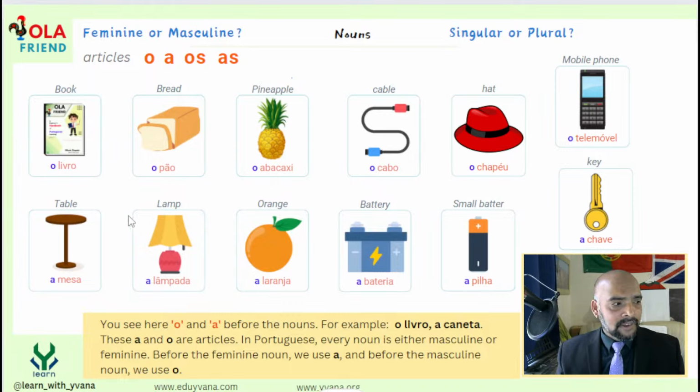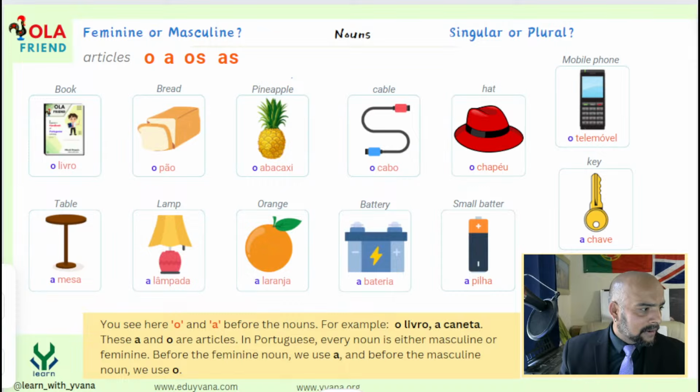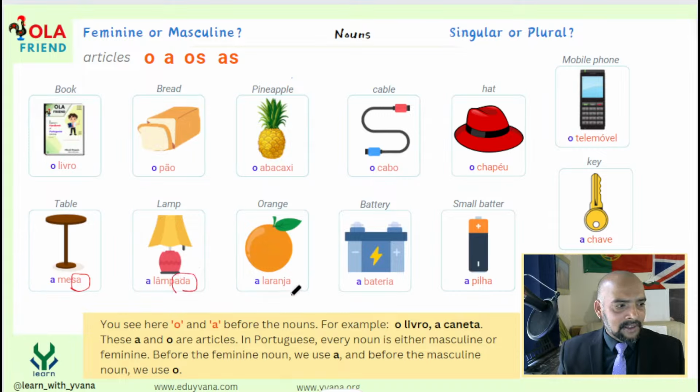So if you notice here, most of the feminine nouns end with a, right? If you see here, a mesa, sorry, let me make it a bit small. You can see a mesa, it ends with a. Lampada ends with a. Laranja ends with a. And bateria also ends with a. And pilha ends with a. But not the chave.